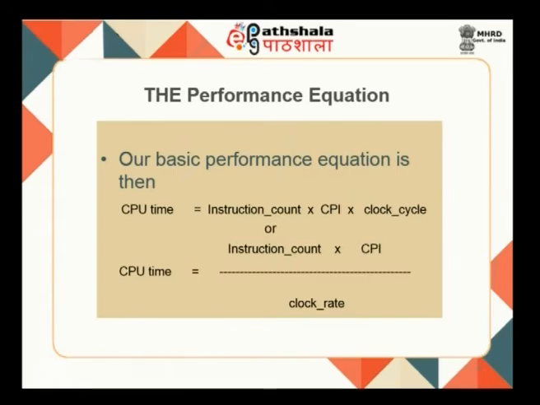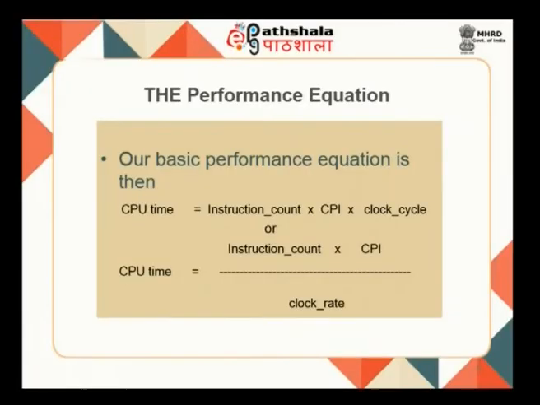Now, having looked at all this, we will come to the most important equation, which is called the performance equation. We have already defined the execution time as the product of the total number of clock cycles and the clock cycle time, and then the total number of clock cycles can be written as instruction count into the CPI value. Instruction count gives you the total number of instructions, and that multiplied by the average number of clock cycles per instruction gives you the total number of clock cycles.